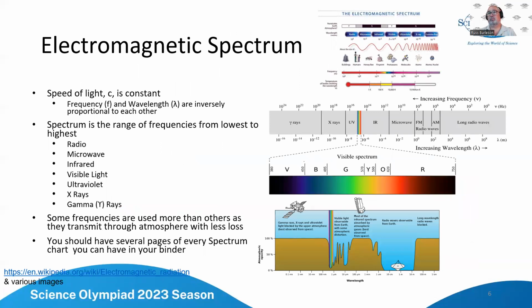And so when we talk about a spectrum, a couple things to keep in mind. Speed of light is constant, okay? The frequency and wavelength are inversely proportional to each other. And as we said, it starts at radio and goes all the way up to gamma rays. And the frequencies that we normally talk about, like ones for radio, for TV, for communication, you'll notice that they are in these bands that easily transmit through our atmosphere.